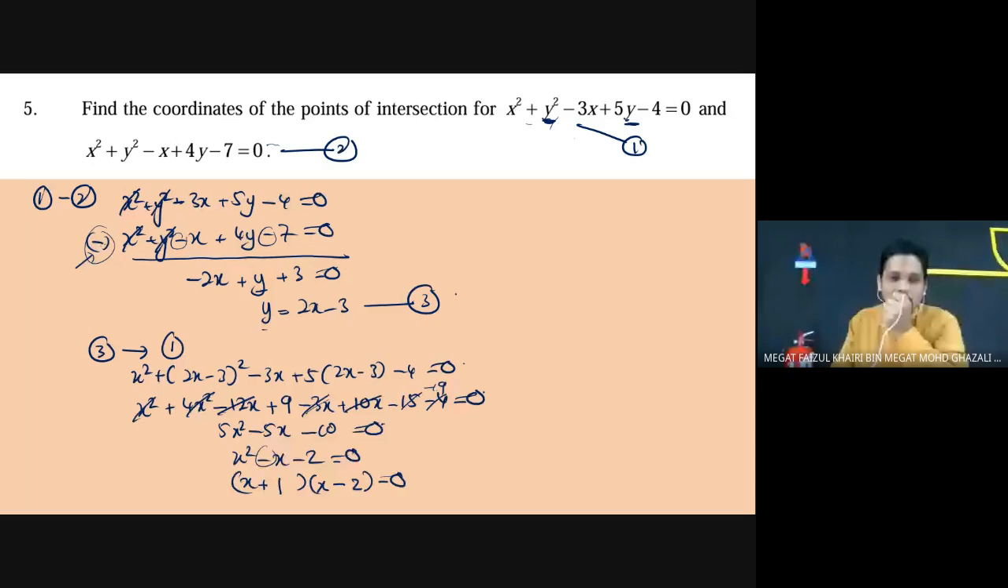So, divide by 5 each of these, we get x squared minus x minus 2 equal to 0. Factorize this. Then we got x and x. So we got 1 and 2. So dominant here is negative, so minus 2 plus 1.